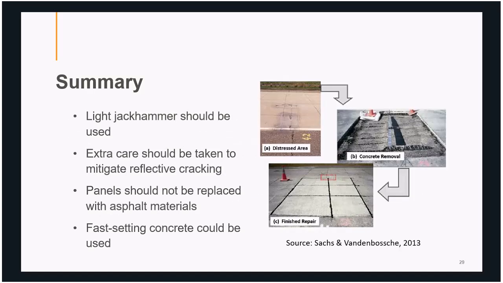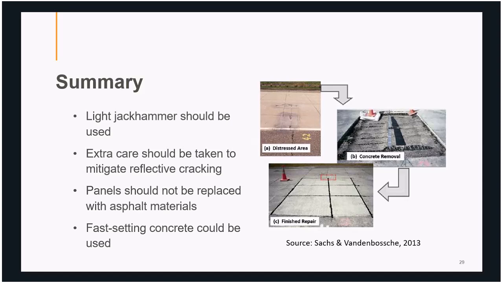So light jackhammer can be used to break up the concrete for removal. And extra care should be taken to mitigate reflective cracking, such as placing bond breaker directly on the crack and sawing the new joint over the reflective crack. It is advised that panels should not be replaced with asphalt materials since there will be bonding issues between the asphalt patching and the surrounding concrete panels due to the movement of the concrete panels.